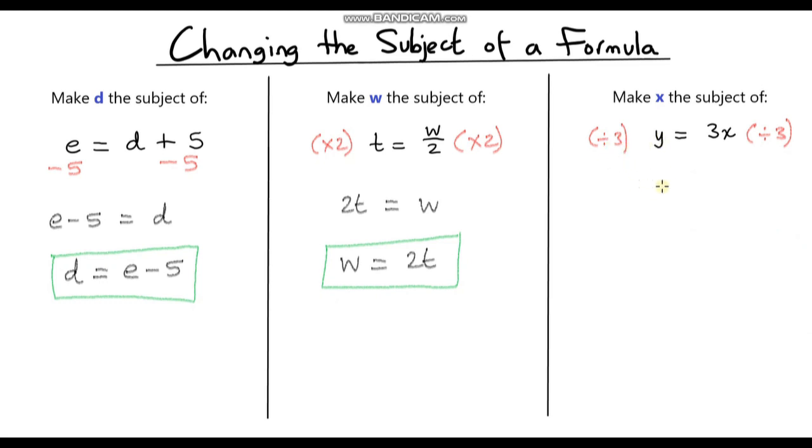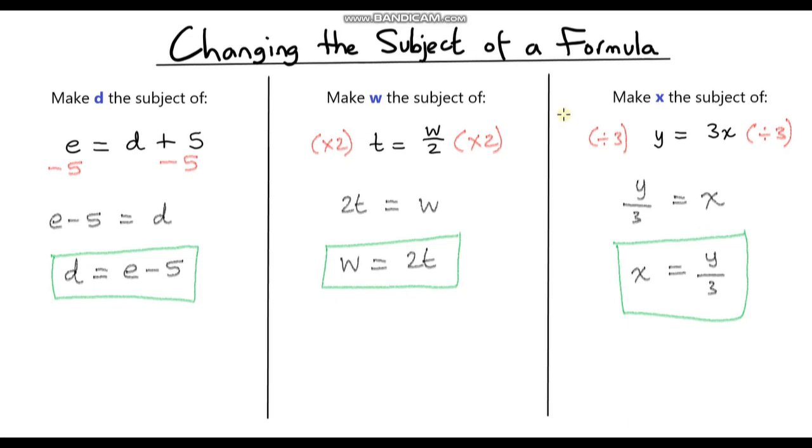I'm not going to write y divided by 3. I'm going to write y over 3. Remember, in algebra, we don't use the division symbol. We just use a fraction to represent division. So that's the left hand side. On the right hand side, all we're left with is x. So my final answer will be x is equal to y over 3.